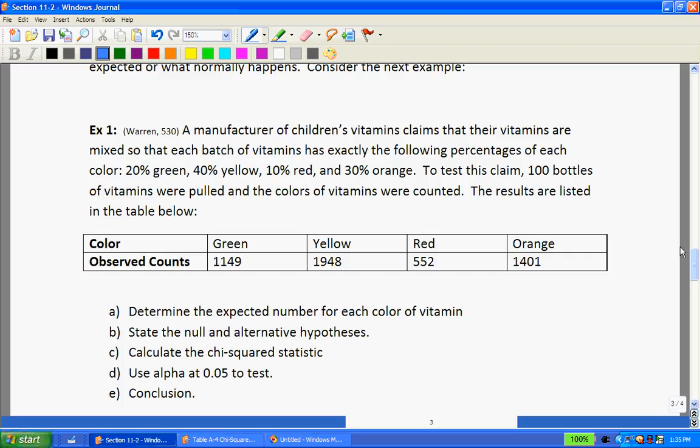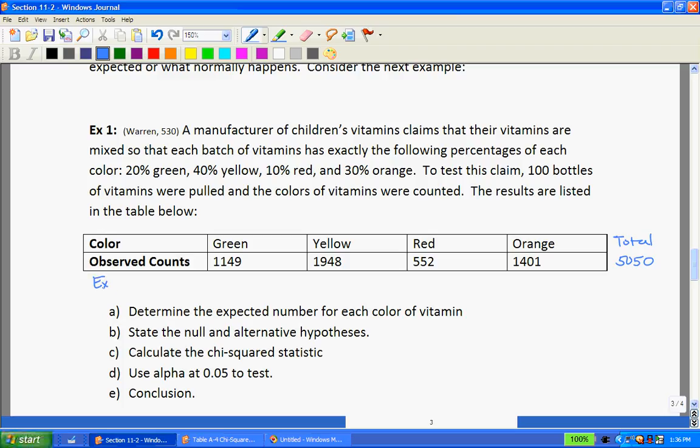So part A, determine the expected number for each color of vitamin. Well, in order to know what I should be getting, I first want to start with a total. Even though I pulled 100 bottles, I don't know how many vitamins I had altogether. So let's add up what we did get: the 1149 for green, 1948 for yellow, 552 for red, and 1401 for orange. That gives us a total of 5,050 vitamins. Now, according to the company, of that 5,050, 20% should be green, so I'm just going to multiply by 0.2.